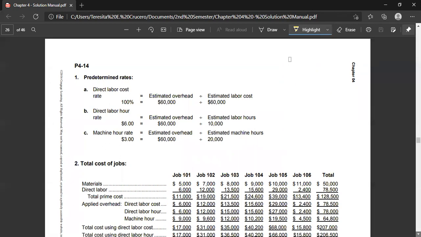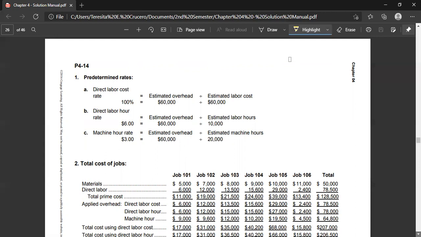Estimated factory overhead, 60,000. Estimated materials cost, 50,000. Estimated direct labor cost, 60,000. Estimated direct labor hours, 10,000. Estimated machine hours, 20,000. Work in process at the beginning of the month, none. The actual factory overhead incurred for November was 80,000, and the production statistics on November 30 are as follows.